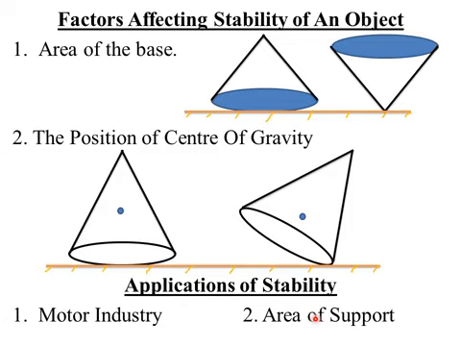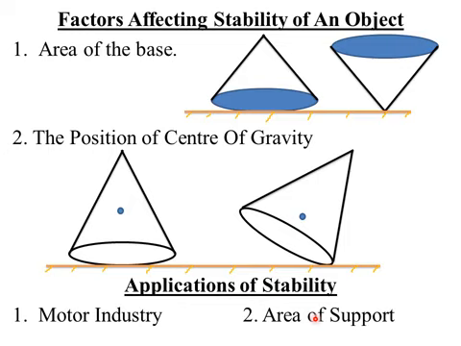Then the second application under the areas of support is that a person carrying a bucket of water in one hand has to lean or bend his body to the other side so as to adjust his position of center of gravity. So when you are leaning, you are reducing your position of center of gravity, and the lower the position of center of gravity, the more stable you will be.